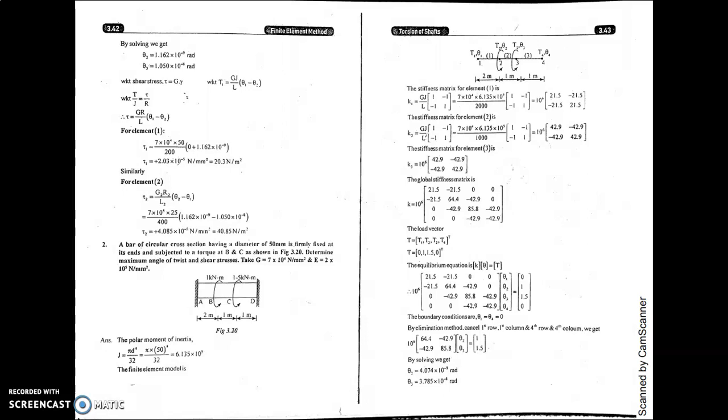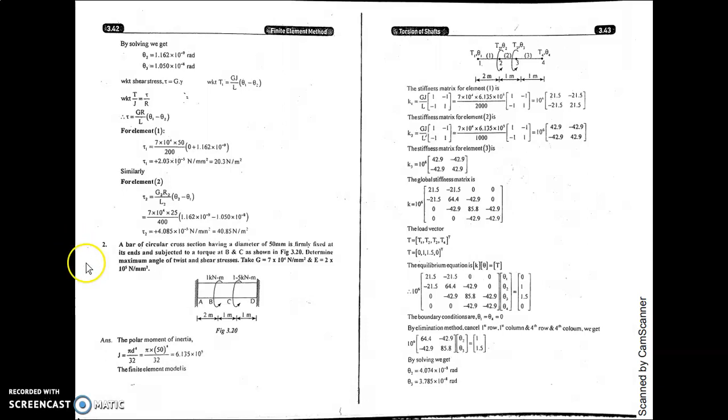A bar of circular cross section having a diameter of 50 mm is firmly fixed at its ends and subjected to a torque at B and C as shown in the figure. Determine the maximum angle of twist and shear stresses. Take G equal to 7 into 10 to the power 4 Newton per mm square and Young's modulus as 2 into 10 raised to 5 Newton per mm square.